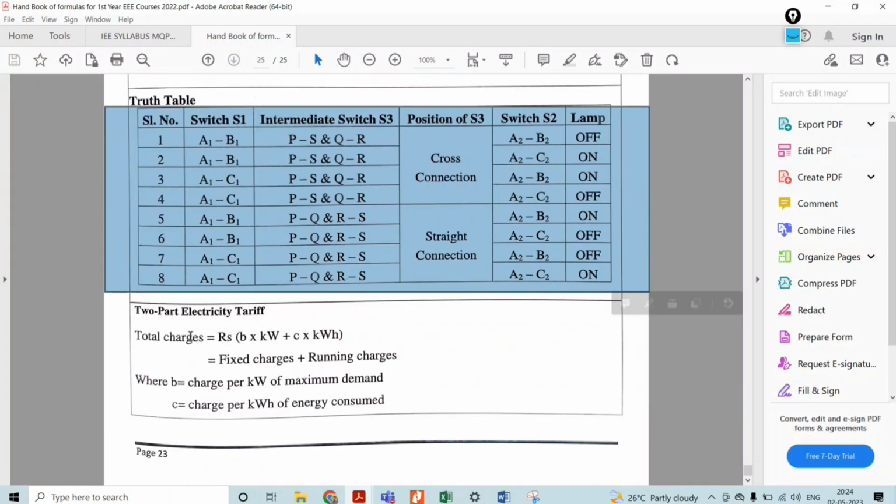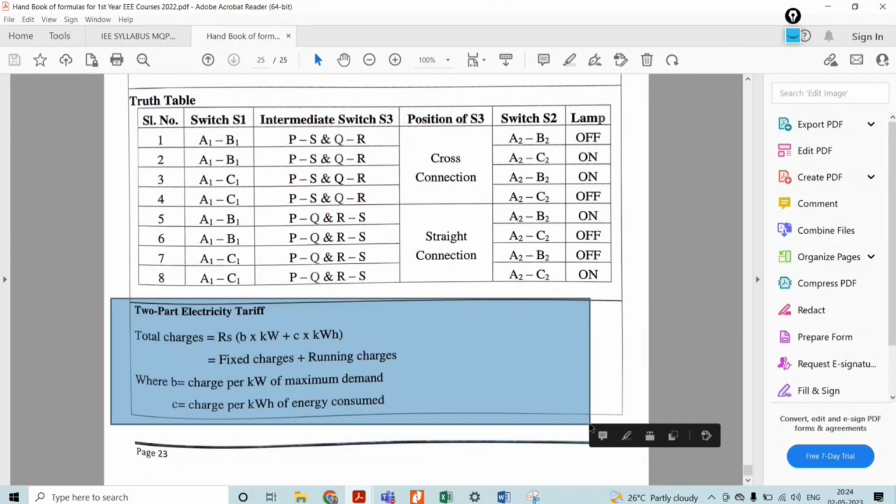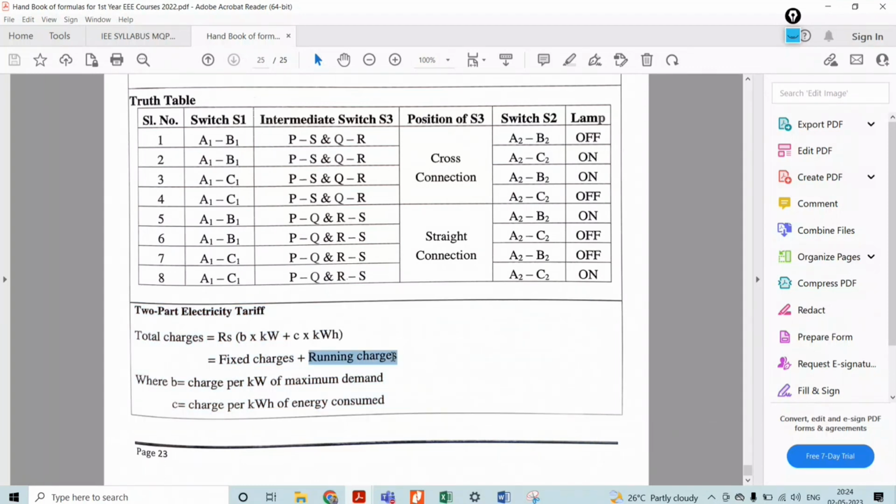Then tariff. They clearly mentioned two-part tariff. What is two-part tariff? It has fixed charges and running charges. That itself is called two-part tariff.